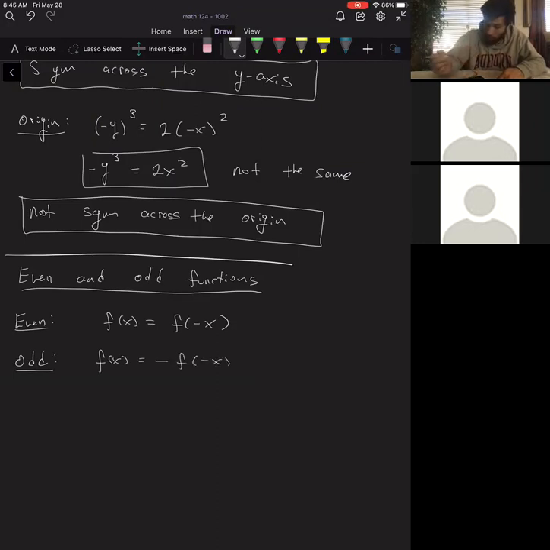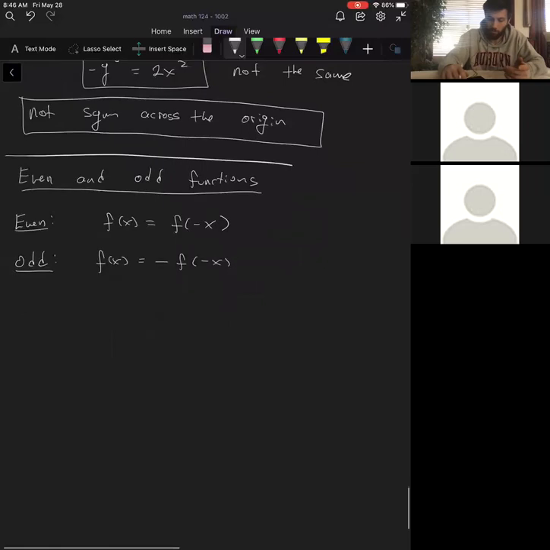An odd function is if f of x is equal to minus f of minus x. So if we put a minus in front and replace the x's with minus x's, and they're the same thing, then it's an odd function. And then we can be neither, so you don't have to be either one of these. Neither is just if either of these things doesn't happen.